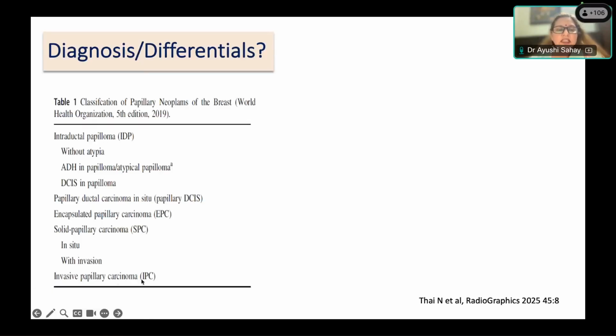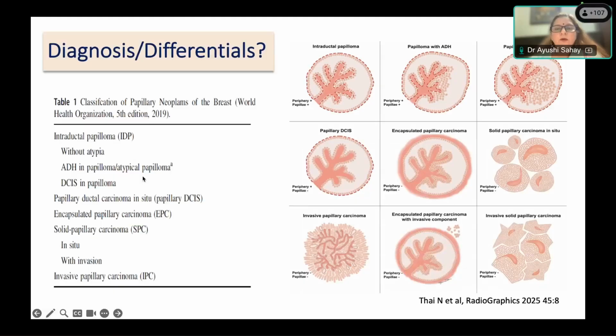So all these form papillary neoplasm of the breast, and it is sometimes on core biopsy very difficult to differentiate most of these entities. You have to know the possibilities, and you end up calling it a complex papillary neoplasm, and you do need some markers in such cases to be able to arrive at a diagnosis.